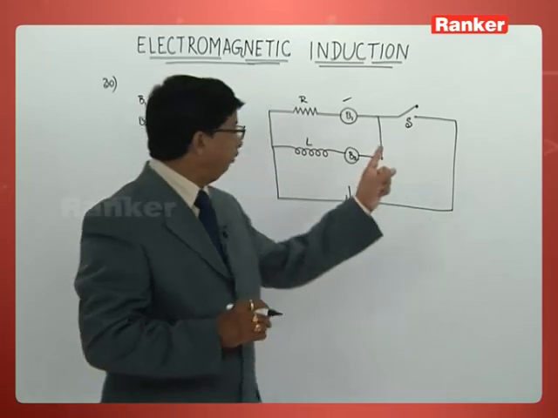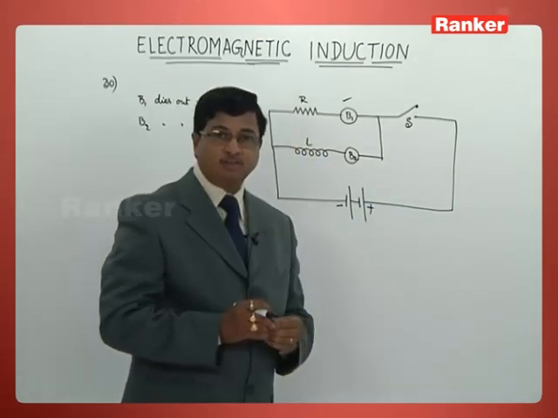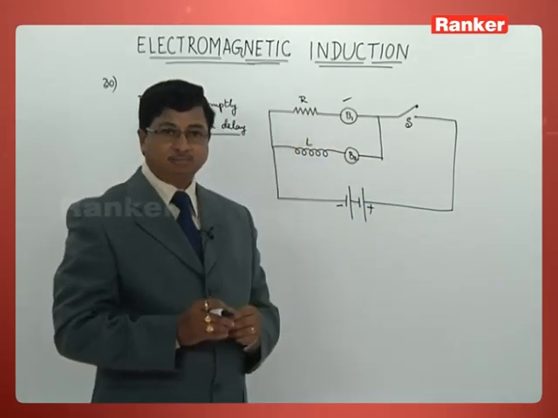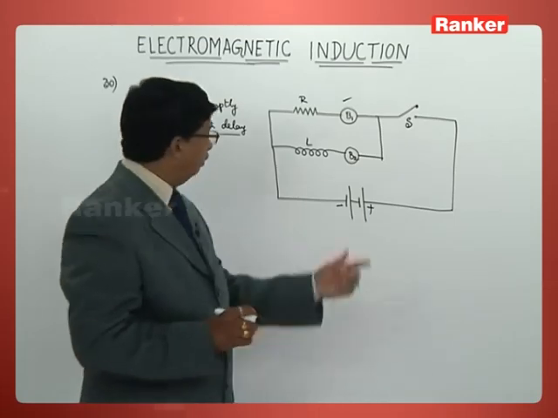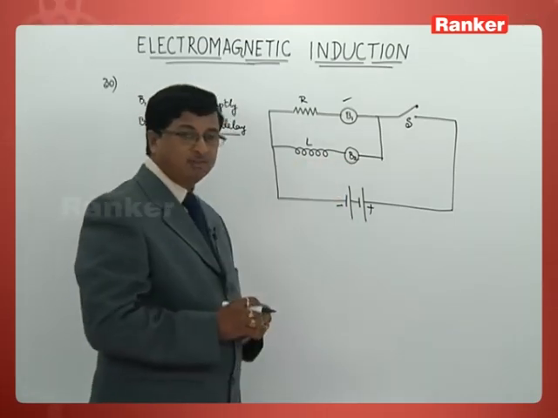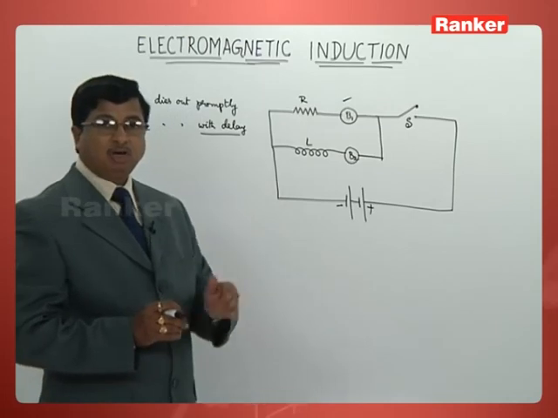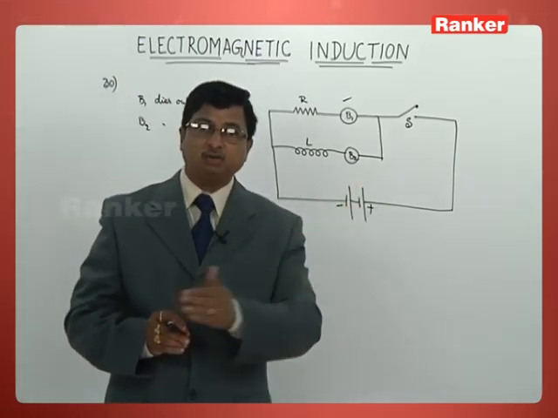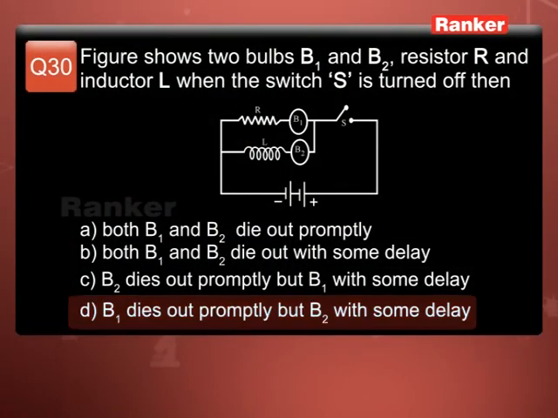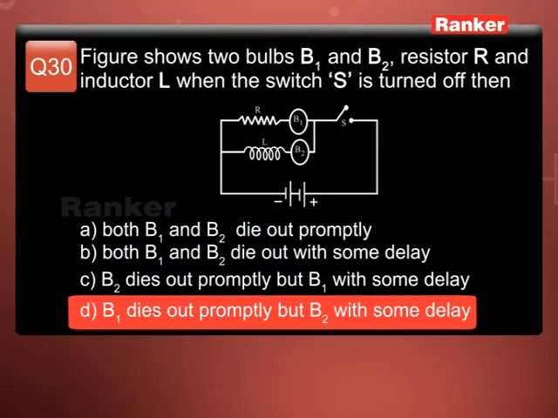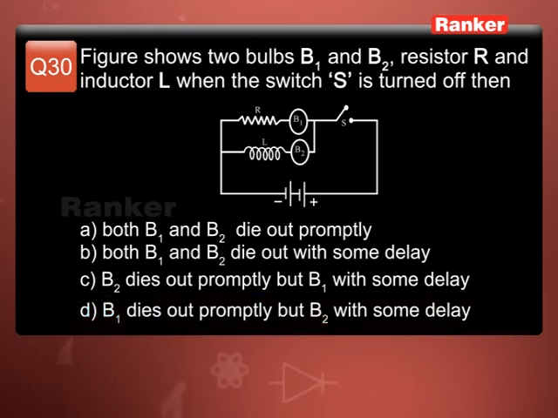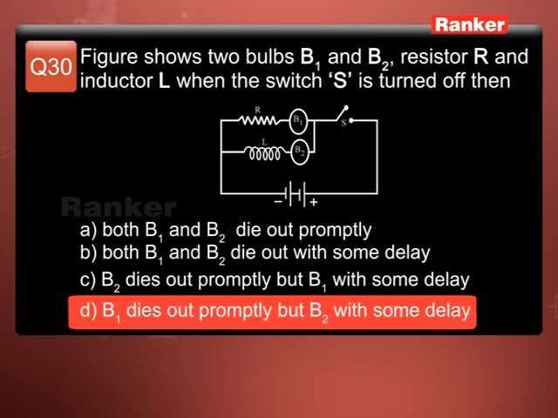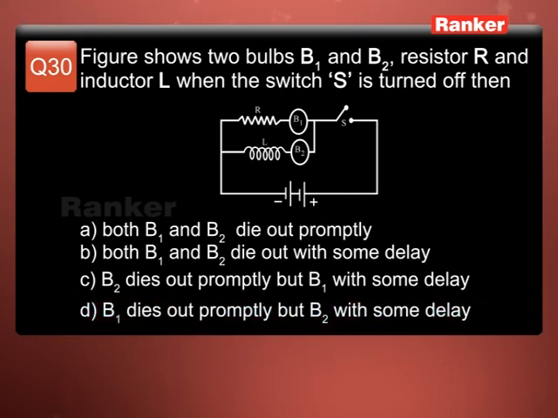Thereby, B1 which is connected to the resistance dies out promptly, whereas the one which is connected to the inductance also dies out, but a little slow. That means slowly, with some delay, it dies out. So what is the correct option there? It is D. When I read out D, same thing he has given there: B1 dies out promptly, but B2 with some delay.